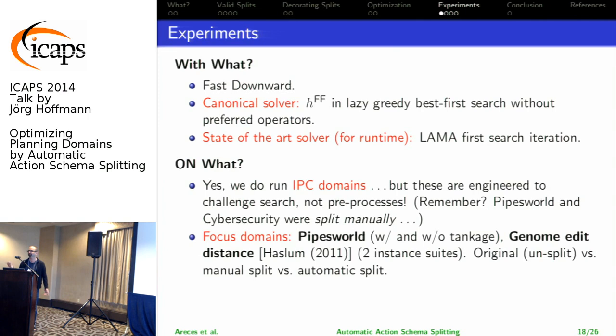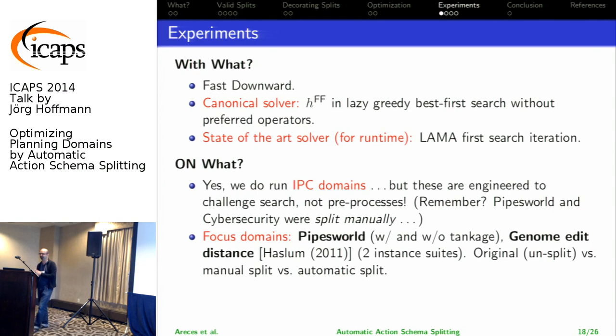Okay, so in the pipes world, what we actually did, we took the IPC domain and unsplit it back to the original domain, which I had deleted in the meantime. And Haslam actually thankfully left the original domain in his collection as well. So that was still online. So what we got in those situations is we got the original domain, the manual split domain, and our automatically split domains. And we're comparing between the performance of those.